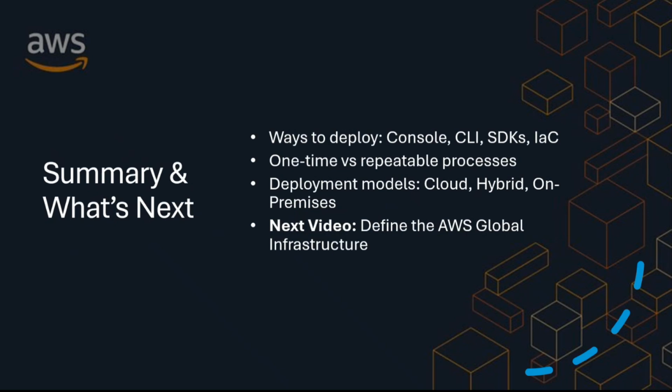So to summarize, AWS gives you multiple ways to deploy and operate resources, from the console for quick tasks to IaC for automated repeated deployments. We also discussed how to choose between a one-time and a repeatable process, and the three main deployment models, that is cloud, hybrid, and on-premises. In the next video, we will explore AWS global infrastructure, which includes regions, availability zones, and edge locations.